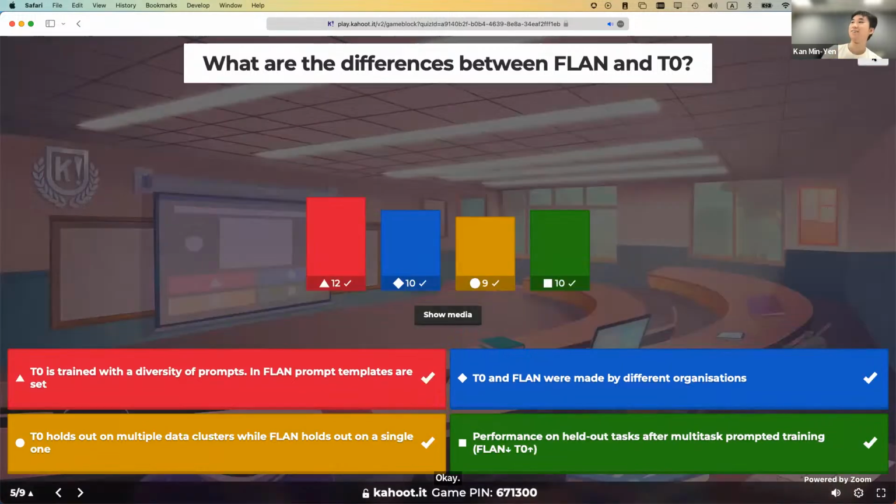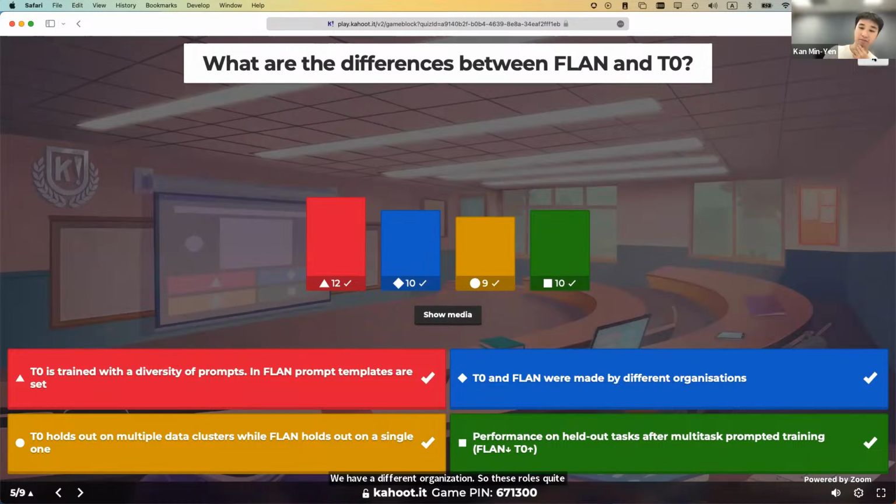The actual answer is all four. So firstly, the red color one, I think we went through this in the last section. It was very interesting. One of the differences between FLAN and T0 is that T0 was trained with a diversity of prompts, and they used that to evaluate whether different prompts have an effect on the language model. In FLAN, prompt templates are fixed to a certain prompt structure. Then for yellow, T0 does hold multiple data structures when it does its multitask learning. However, for FLAN, you need to hold on a single cluster when it does its training. Then for the blue color one, this one is a bit hard, but they were made by different organizations. T0 was made by EleutherAI and a few other universities, while FLAN was made by Google.